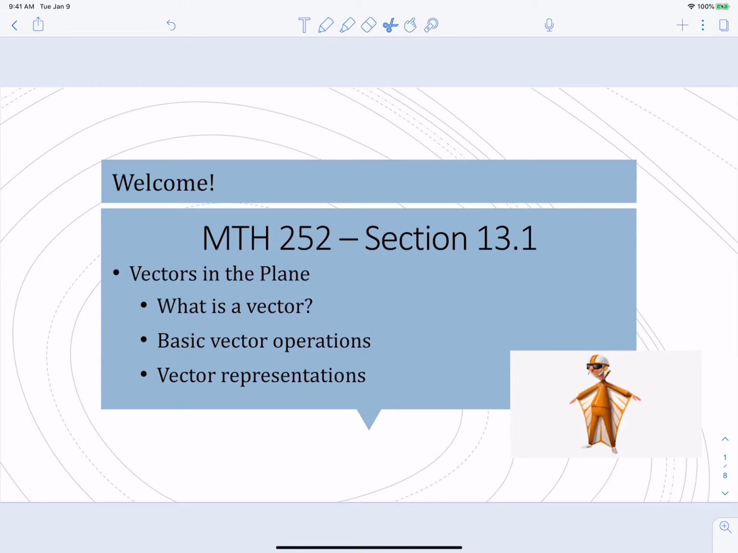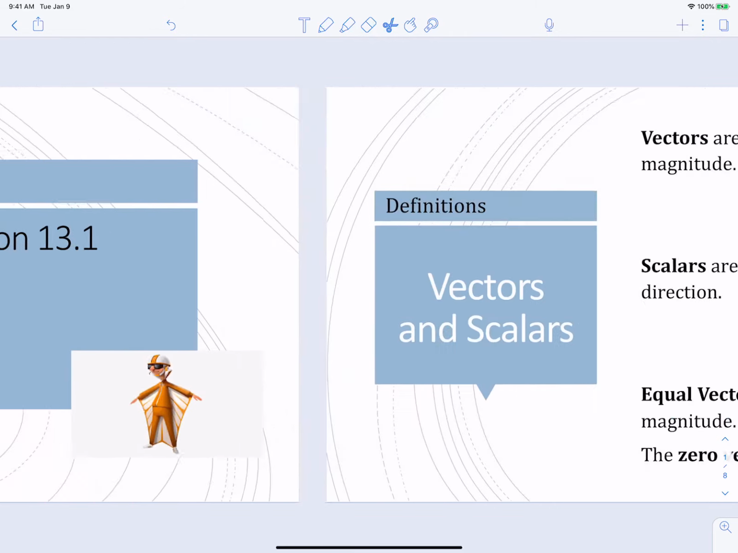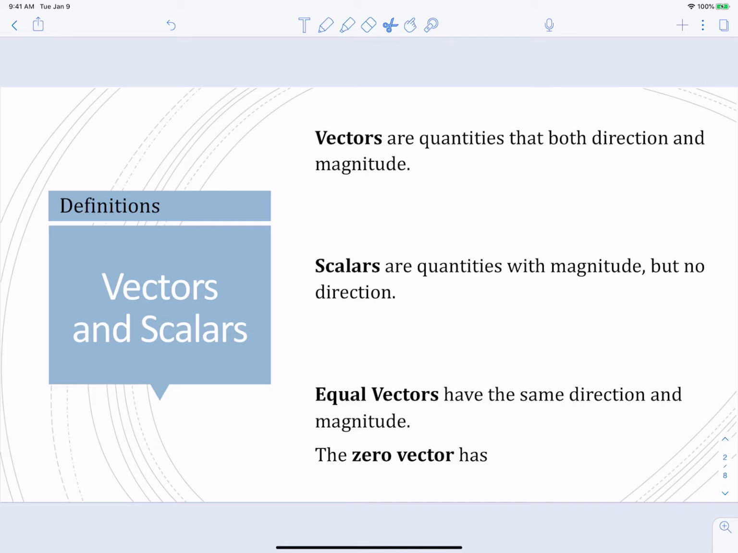So we're going to look at, what is a vector, what are some of our basic vector operations, and different ways that we can represent vectors. So we'll start with some definitions. With vectors and scalars, vectors are quantities that have both a direction and a magnitude. And we do represent them with an arrow. They have a starting point and an ending point. We'll talk a little bit more in a couple of slides here about what that exactly means.